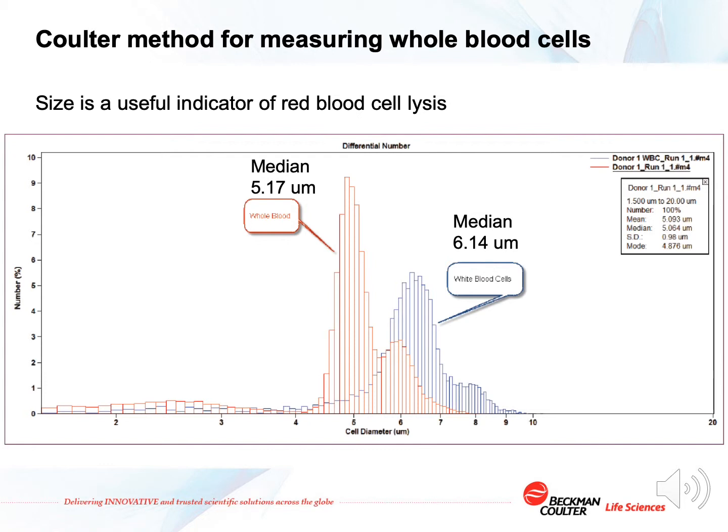When the histograms are overlaid, you can clearly observe the red cell fraction with a median size of 5.17 microns and the larger non-red cell fraction with a median cell size of 6.14 microns.